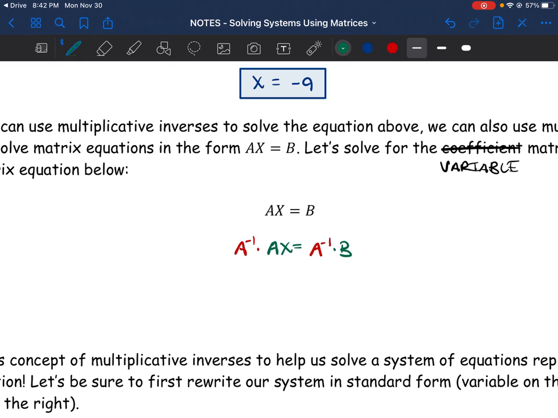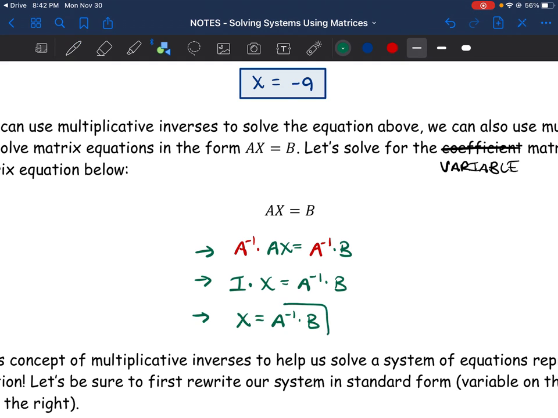Well, we saw previously that when you multiply a matrix times its inverse, you get an identity matrix. So this will give us the identity matrix I times X is equal to A inverse times B. But we also know that anytime we multiply an identity matrix to another matrix, we are simply left with that matrix. So this will be X equals A inverse times B.